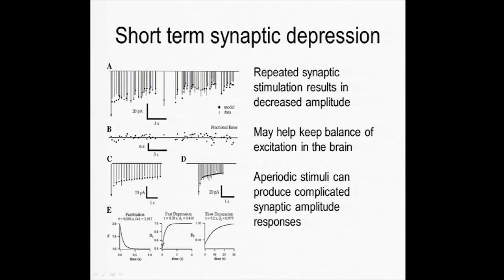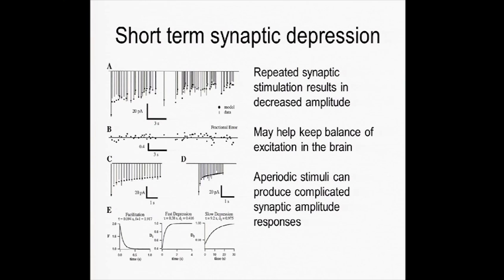And then there's also depression, which drops it simultaneously down to 0.4, and then it relaxes back up to 1. And then there's a slow depression, which drops just a little bit, to like 0.975, and then it has a very slow time constant. So you take all three of these numbers, the facilitation, the fast depression, and the slow depression, you multiply those three numbers together, and that gives you the predicted value from the last time intervals. Does that make sense?